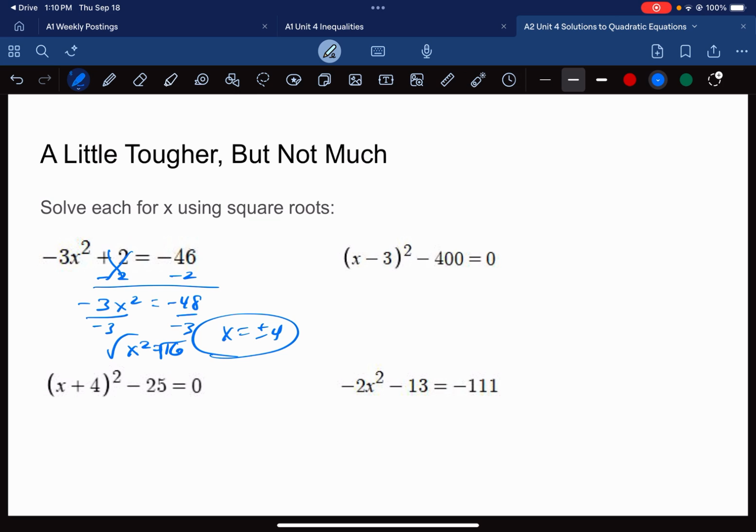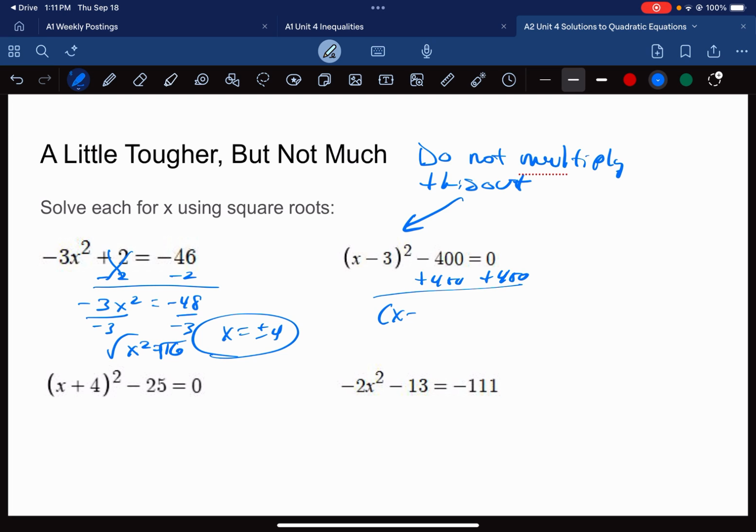Here's one where we got that binomial squared. We got these 2 terms in parentheses, this expression x minus 3. The whole thing's being squared. Do not multiply this out. Okay, don't expand that. You want to isolate it. Okay, so I'm going to add 400.